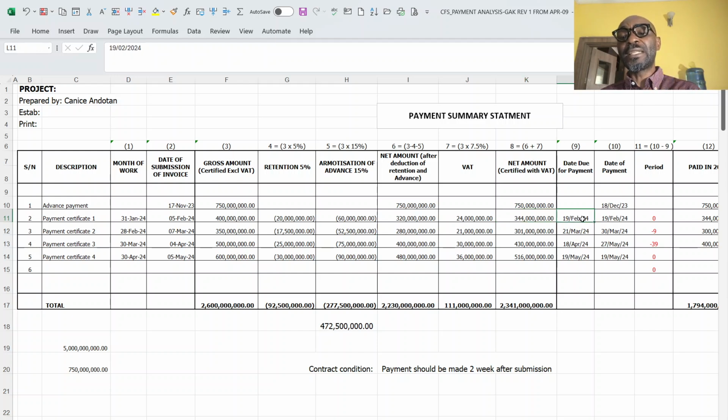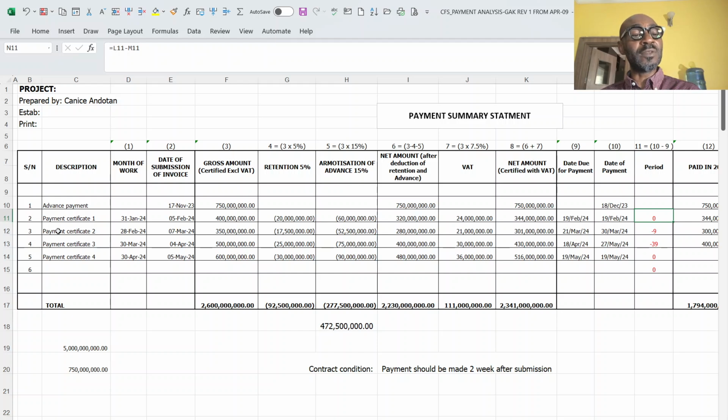Then the date that I am due for this payment, the contract said 2 weeks after submission of my invoice, I am supposed to be paid. So if you add 14 days to the 5th of February, you'll be at 19th of February. So I am due to be paid this day, and I was actually paid on the 19th. So as you can see, there is no delay, and that is why you see 0 here.